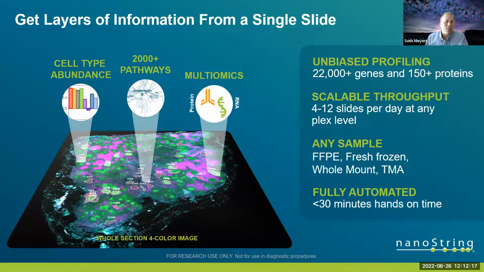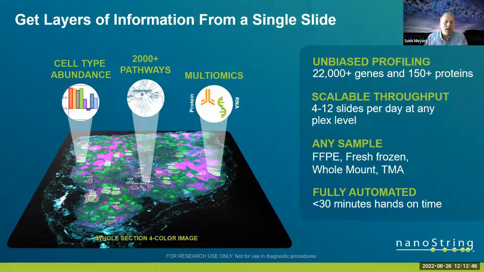So also we provide great information just from a single slide, right? So we can look at over 2,000 different pathways. We can look at cell abundance scores. We can do protein and RNA. We also offer great scalable throughput, being able to profile up to 12 slides within a day with some of the automation that we have. And we can really work with any different sample type, whether that be archival tissue from FFPE, fresh frozen, whole mounted, again, or even tumor microarrays.